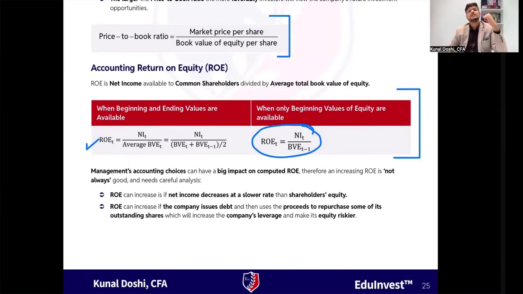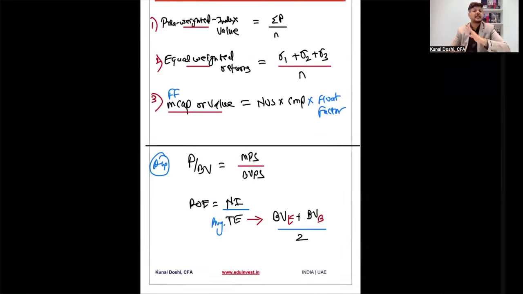My personal suggestion is that the institute will mention this, but in case you have both the values, preference number one, always go for average because that's technically correct.